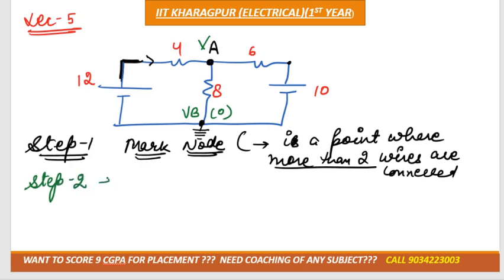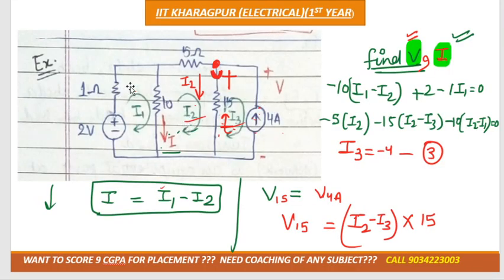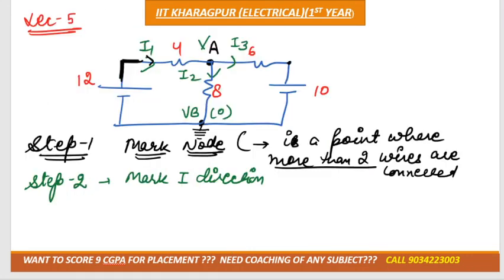Step number 2 is we have to mark the current direction. Suppose this is I1, this is I2 and this is I3. Remember, in KVL we mark the current in the loop, like the rooms of your house, but in KCL you have to mark the current in the poles, meaning the wires. Whichever direction you want, you can mark the current, according to your choice.